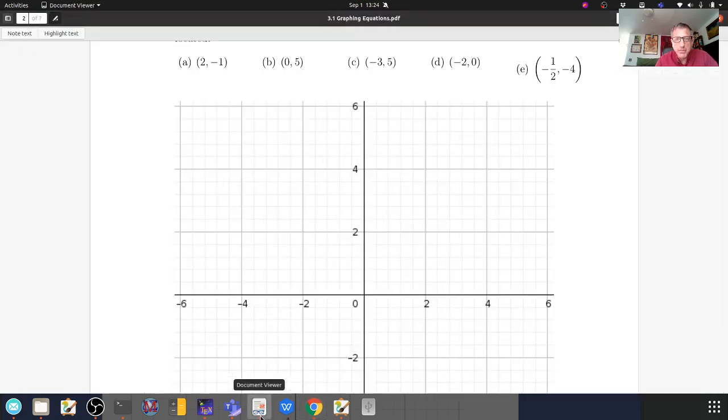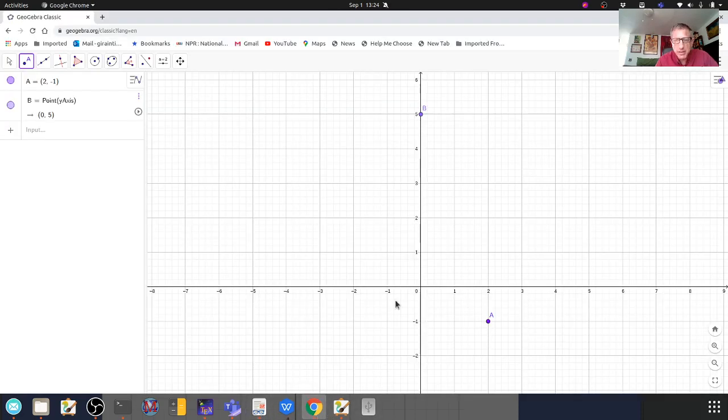Now we want to do -3 and 5. So again, we look at and we find -3, and then we go straight up 5 units, and there we have -3 and 5.